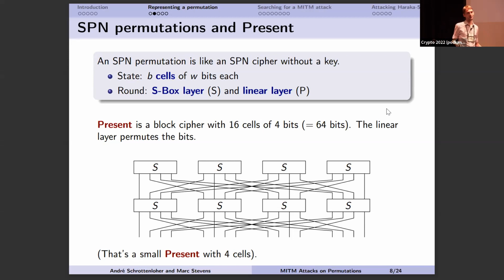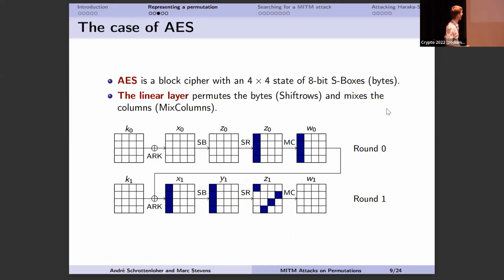Unfortunately, Haraka is not based on PRESENT. It's based on AES. So here goes my nice representation, and here comes the AES. AES is basically, I guess, the most well-known block cipher out there. And this time it has a state which is represented as a matrix of bytes. So the S boxes operate on the bytes. And the linear layer does 2 things. First, it permutes the bytes. That's a shift rows operation. And then it mixes, so it applies a linear function on the columns of the matrix.